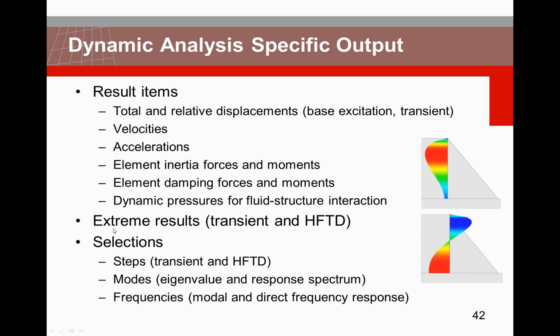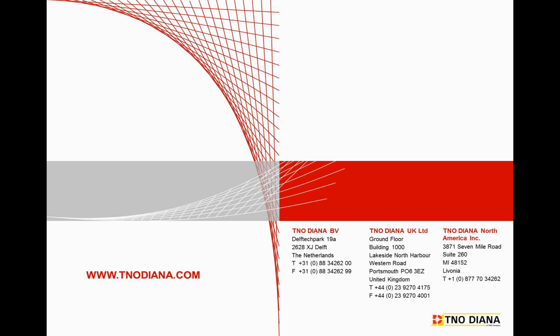In a transient dynamic analysis and an HFTD analysis, it's possible to ask for extreme results. So over all your time steps, you can see your maximum and minimum displacements or stresses or whatever result item is of interest. Selections can be made dependent on the analysis type, and can be based on the time steps, your modes, or your excitation frequencies. And this ends my presentation, so I'm going to hand it over to Maziar.